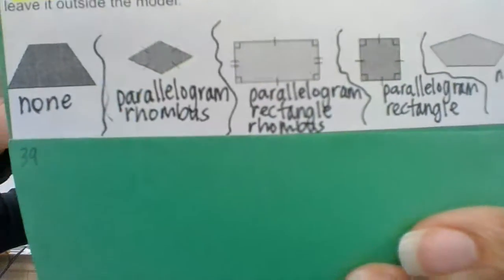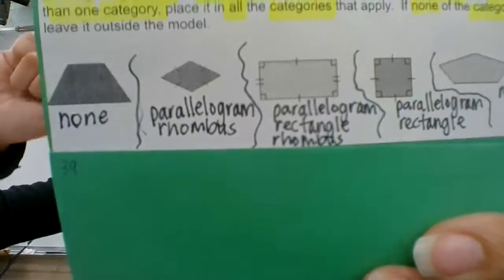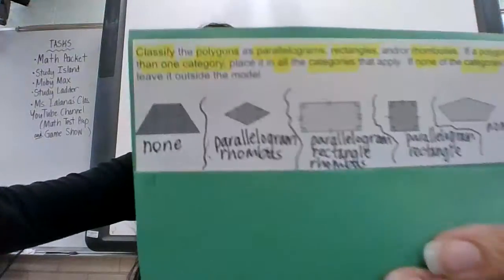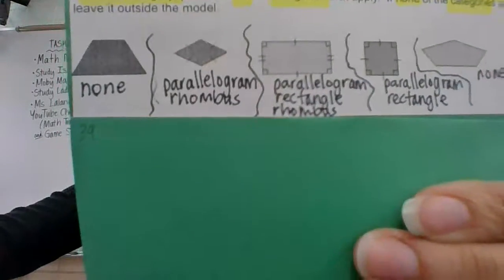The next one, that is a parallelogram and a rectangle. And another special name for it is what? Square, but since I don't have square right there, I don't have to write that. And the last one, it does not apply to any of those categories.